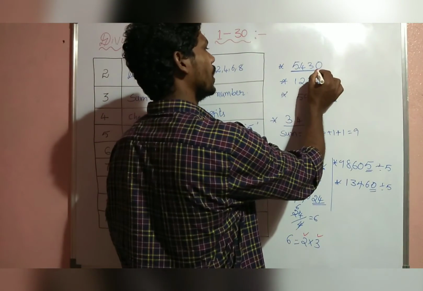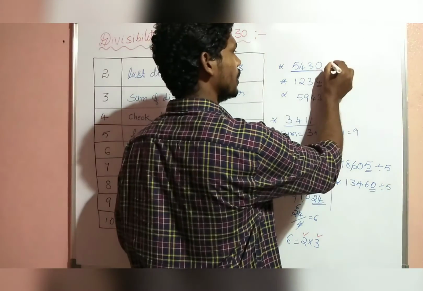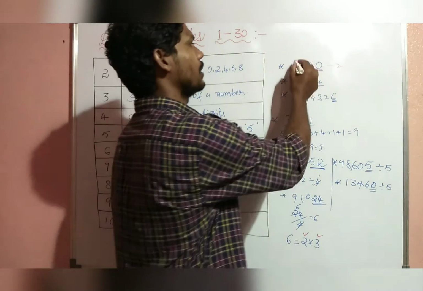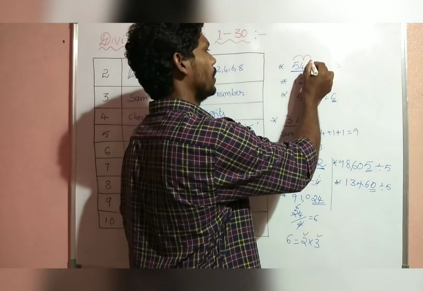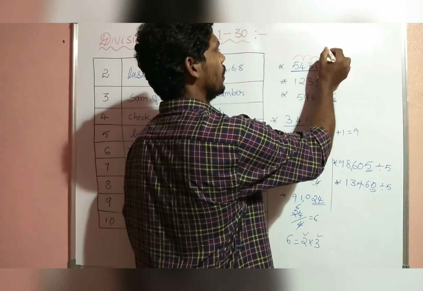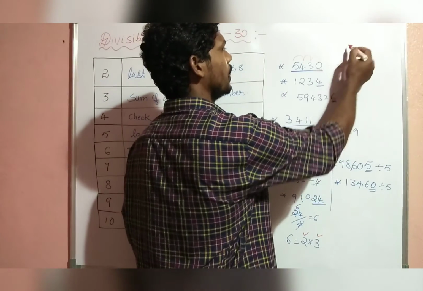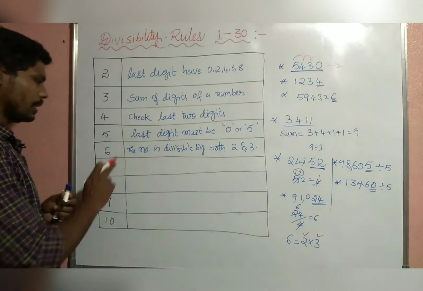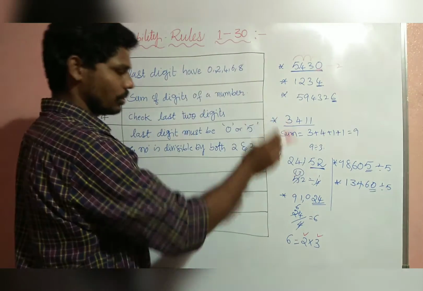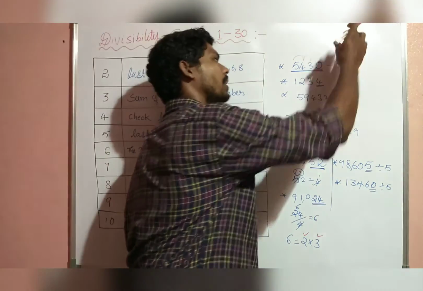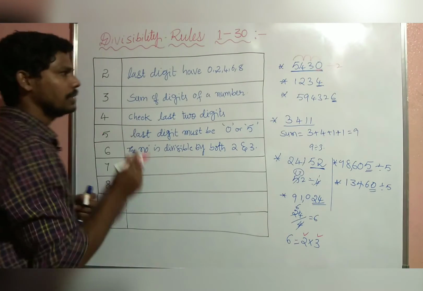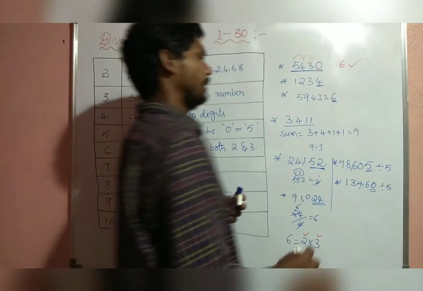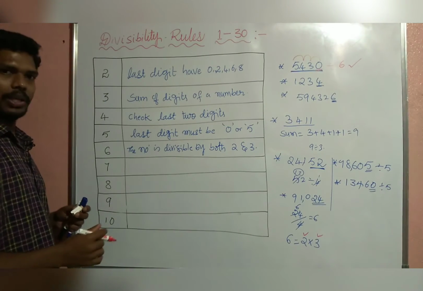Here we have 0 at the units place, so it is divisible by 2. And what is the divisibility rule of 3? Sum of the digits. 5 plus 4 is 9, 9 plus 3 is 12, 12 plus 0 is 12. So is 12 divisible by 3? Yes. So 5,430 is divisible by 3 and, at the same time, by 2. So if the number is divisible by both 2 and 3, then it is also divisible by 6. So this number is also divisible by 6. I hope you understand well.